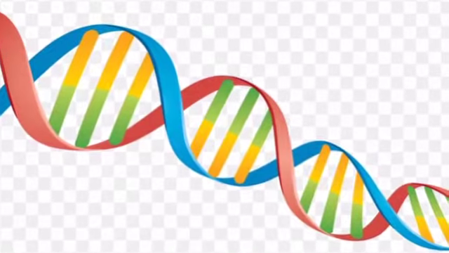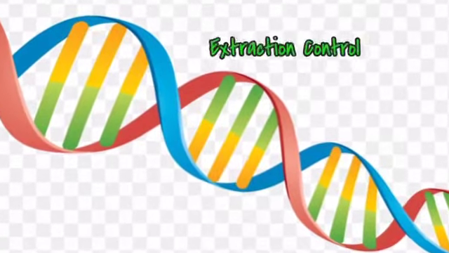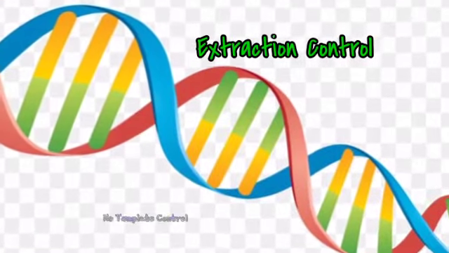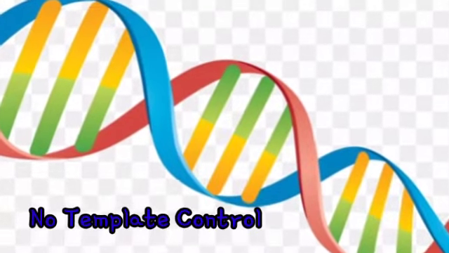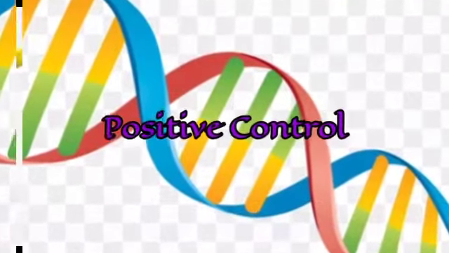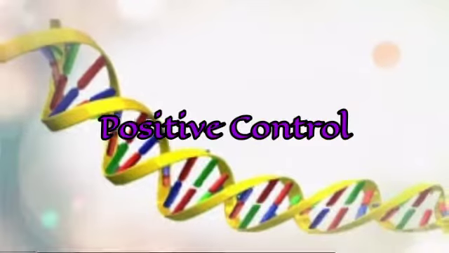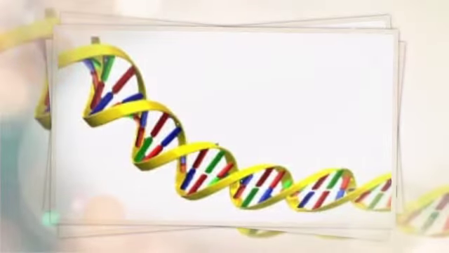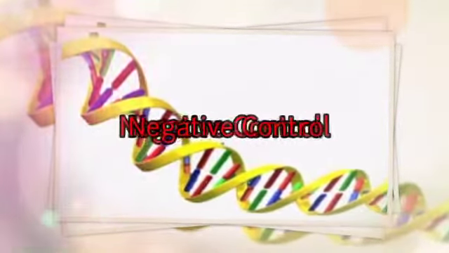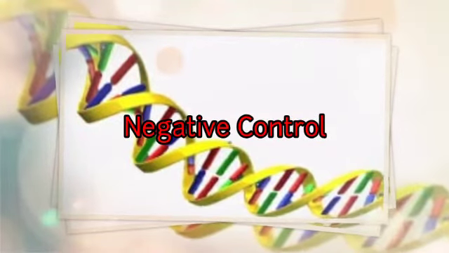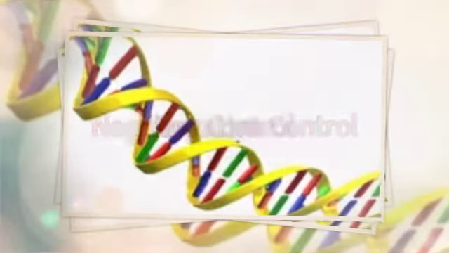So there are three types of controls. One will be the extraction control, second is negative control or no template control, and third is positive control. So we will see the controls one by one. First of all, the negative controls. There are three types of negative controls.